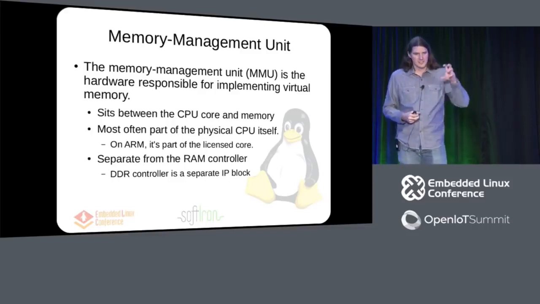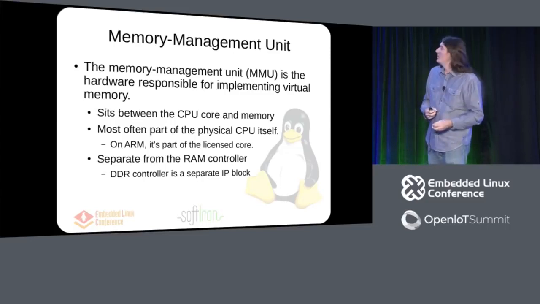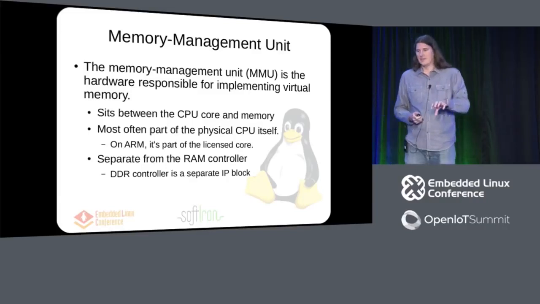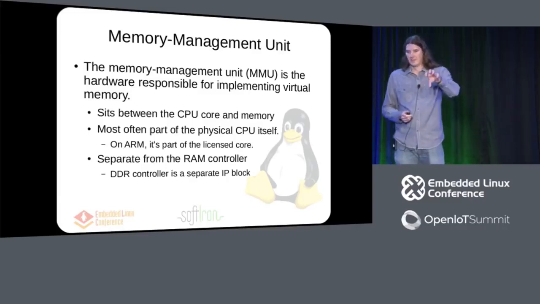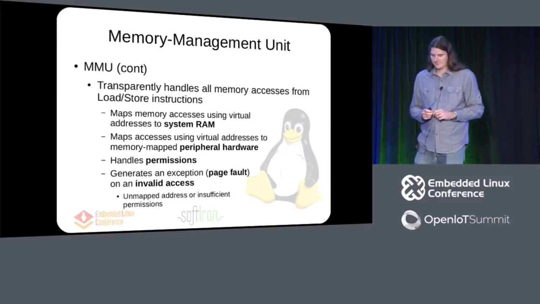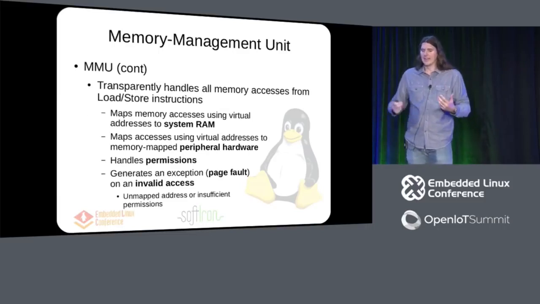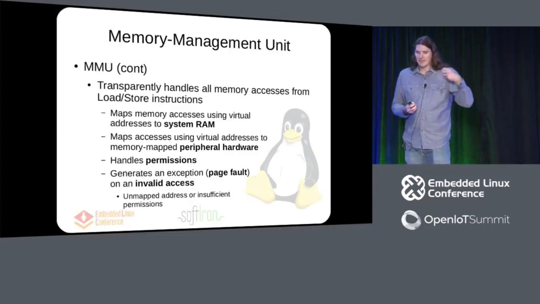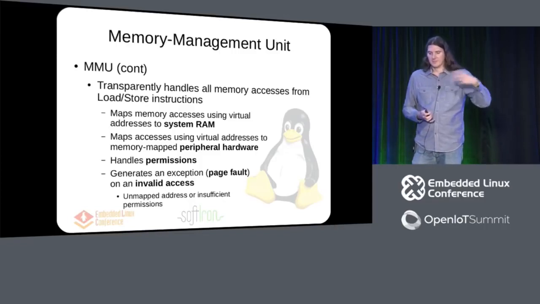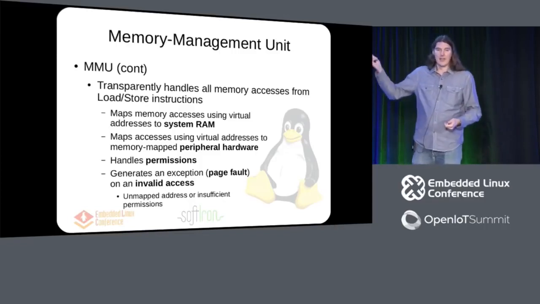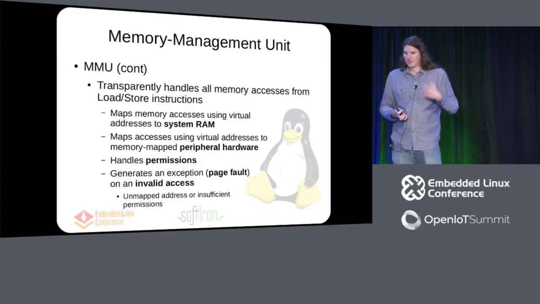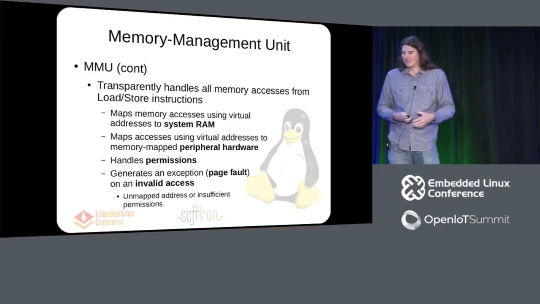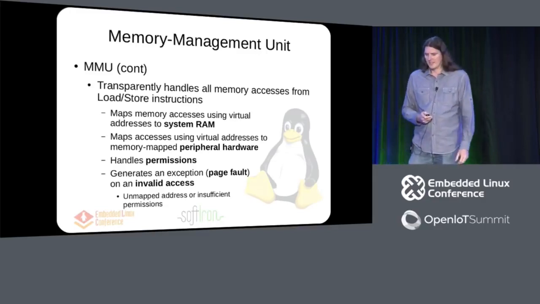On some older systems, there's actually a separate chip. It's important to note that this is something that's separate from the RAM controller. So if you have a DDR controller, that will be a separate IP block on your SoC and not the memory management unit itself. The MMU transparently handles all of these memory accesses from all of the load store instructions. It maps virtual memory accesses using virtual memory addresses to either system RAM or to peripheral hardware. It also handles the permissions, and the MMU is what's responsible for generating a page fault on an invalid access. And we'll be talking about page faults extensively.